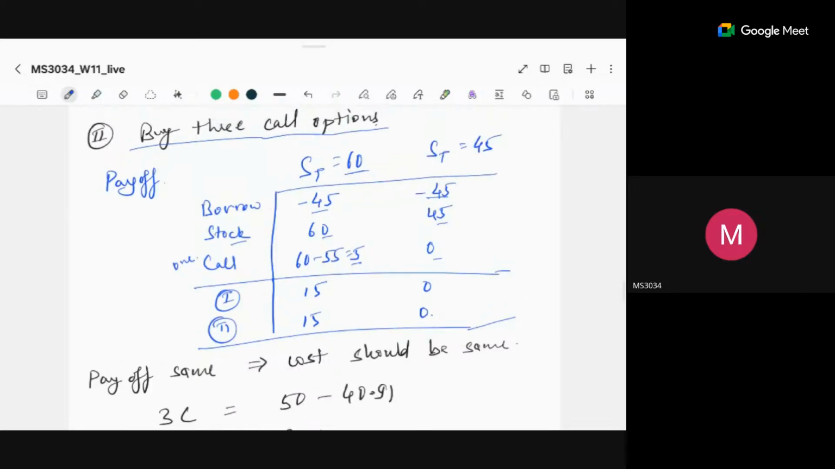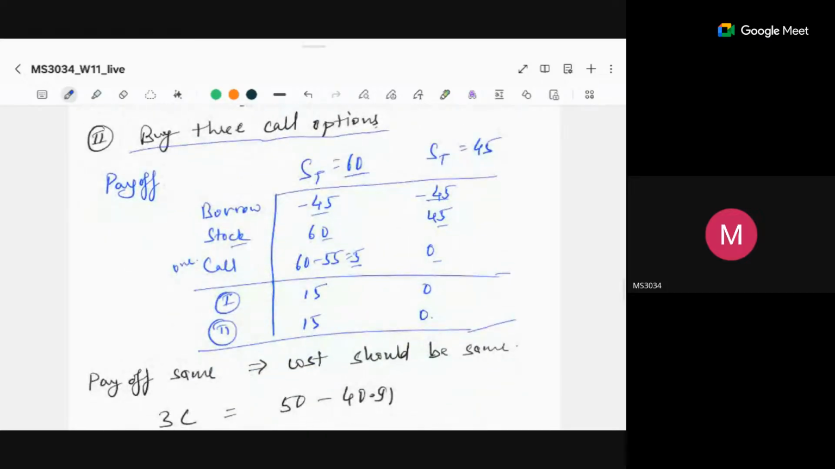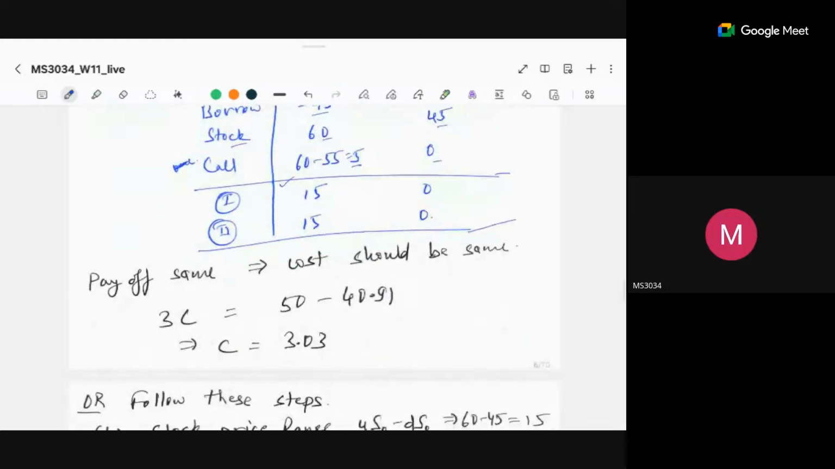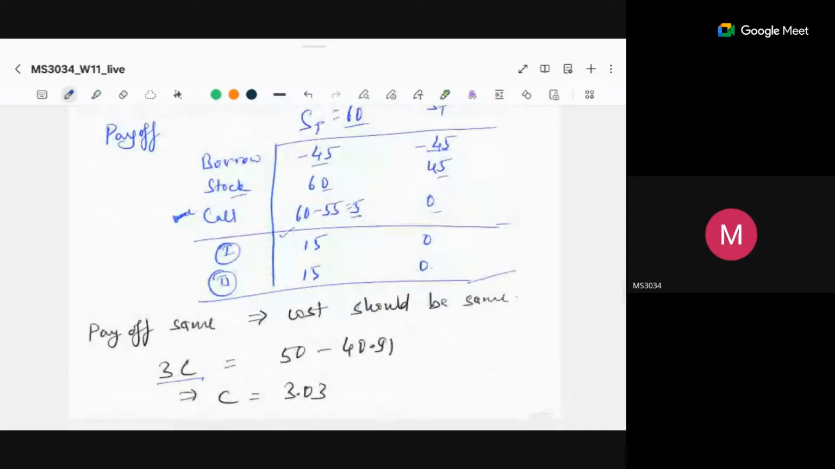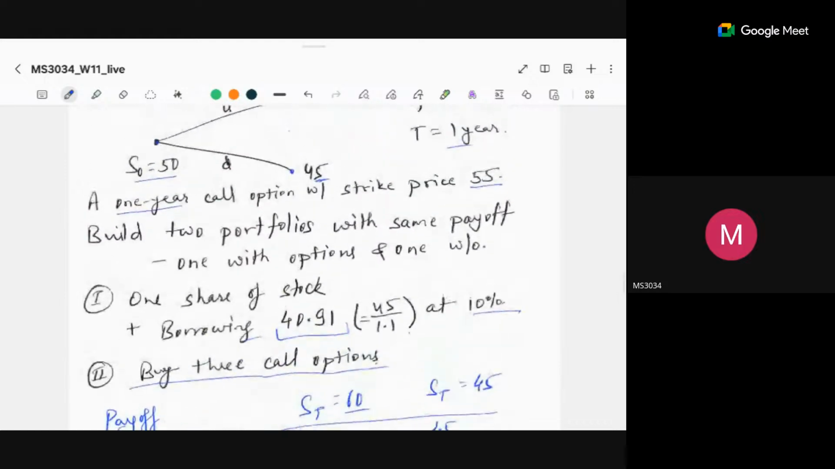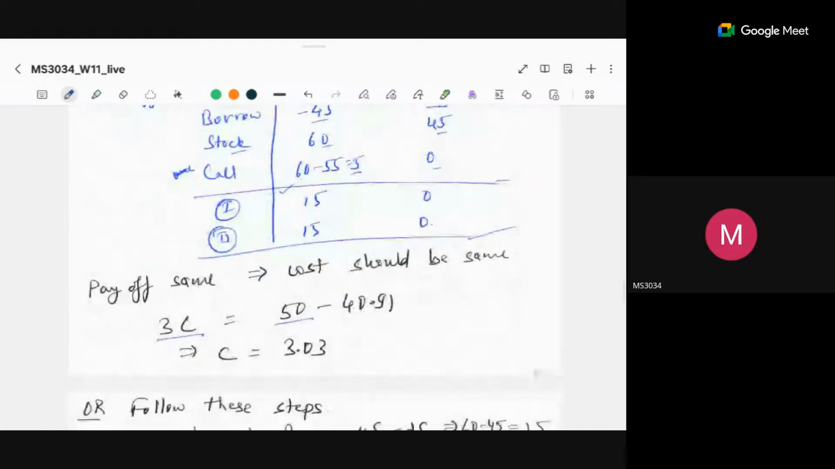For the first portfolio, you sum the first two rows. In this case you get 15, in this case you get 0. From one call you are getting 5, and you want to equate the payoffs, so you get 3 call options. That's how we get the second portfolio. Now the payoffs are the same, so these two cost the same. The cost of 3 call options should be equal to the cost of my first portfolio. I purchased at the initial price, which was 50 rupees, and plus I borrowed.